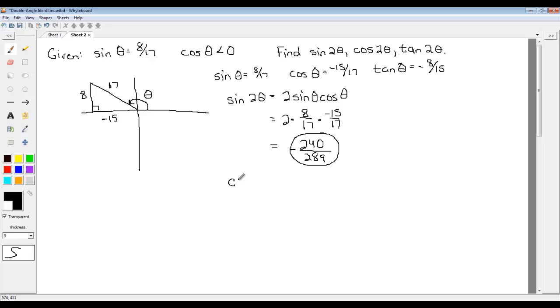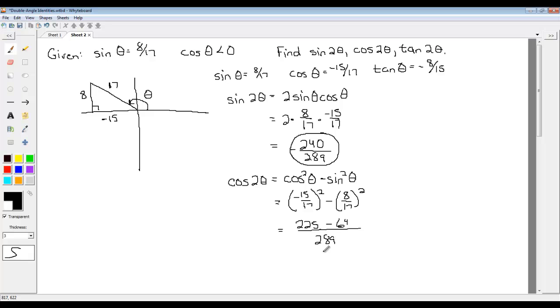Alright, next we'll find cosine 2 theta. We know that equals cosine squared theta minus sine squared theta. So we can do negative 15/17 squared minus 8/17 squared. So we're going to end up with 225, and we're doing a minus, and we're going to end up with a 64 in the numerators, and then 17 squared will give us 289 in the denominator. So we end up with 161 over 289.